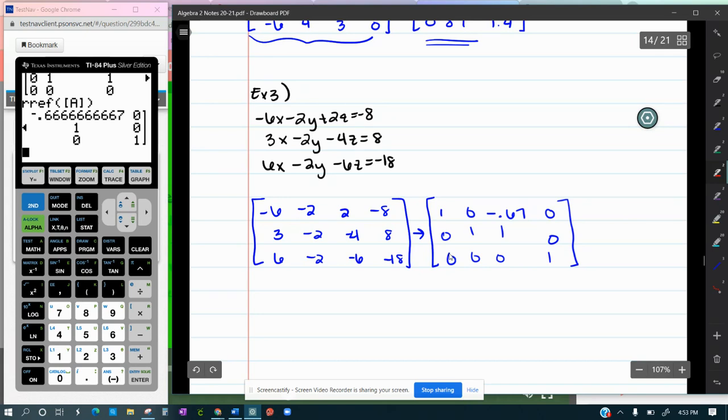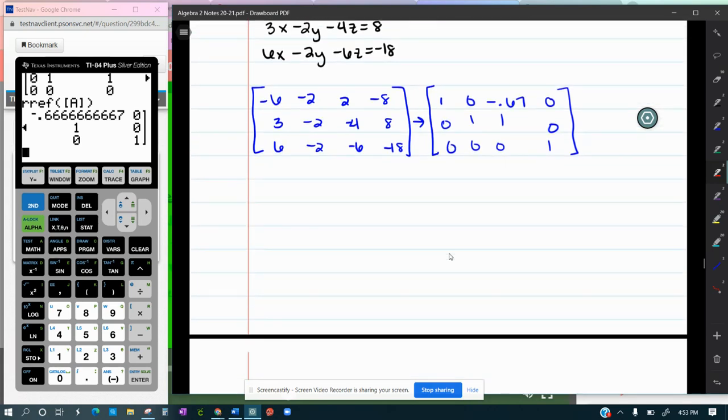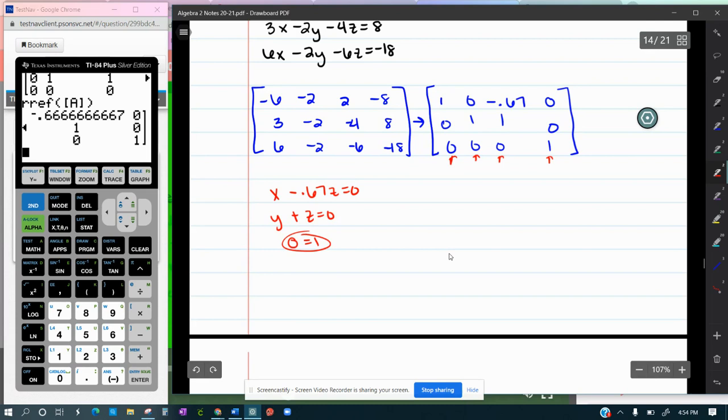So let's see what this means. So we have 1x minus 0.67z equaling 0. That's okay. We have 1y plus 1z equaling 0. That's fine too. But the bottom one's the problem. I have no x's, no y's, and no z's. So all I have is a 0 equaling a 1. Well, this bottom equation presents a problem. That's a false statement. So because we ended up with something that was false in our system, that means this has no solution. So that's how you can tell a no solution when you're working with a matrix.